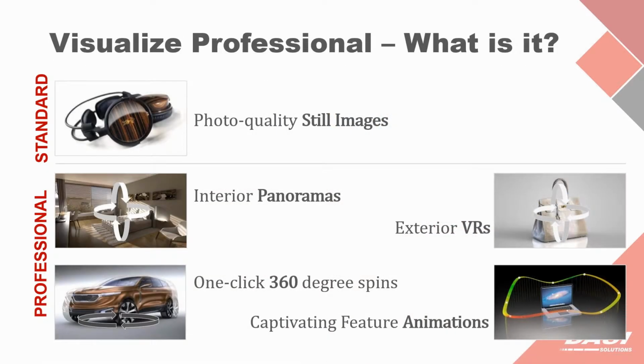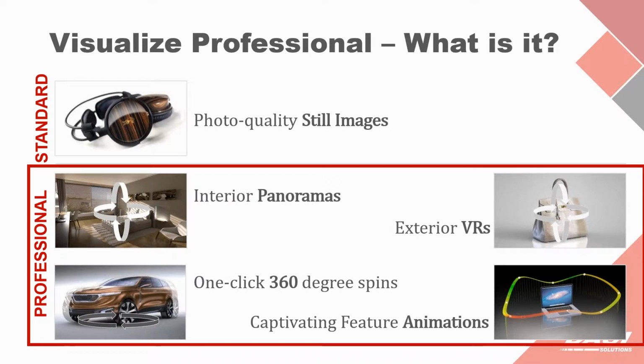So the key difference between the packages is mainly the ability to render still images in Visualize Standard, and moving images via animations, turntables, panoramas, etc. in the Pro version. What I've highlighted here are some of the high-level options in Visualize Pro, like the panoramas, the virtual reality content, one-click 360-degree spins, which are also called turntables, and then the actual feature animations themselves, right?